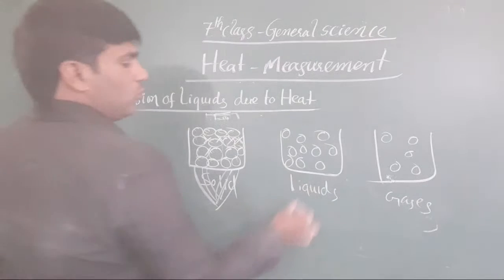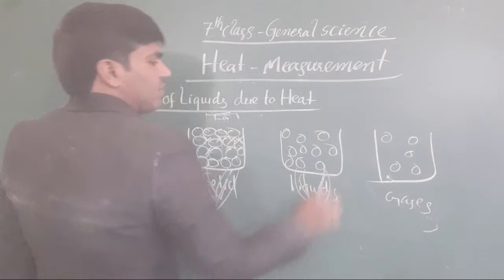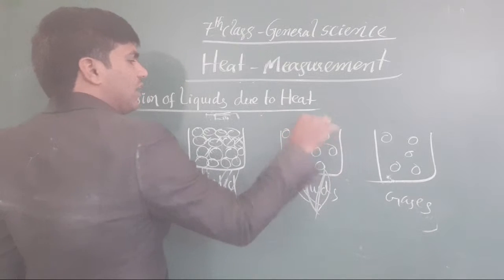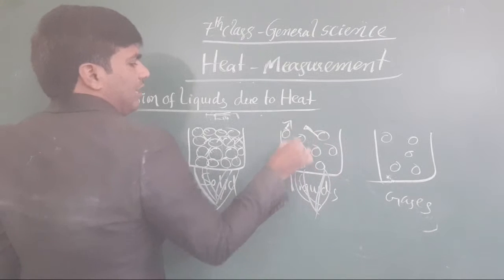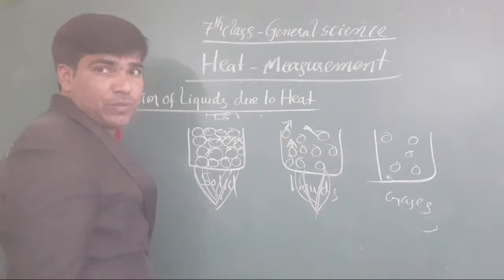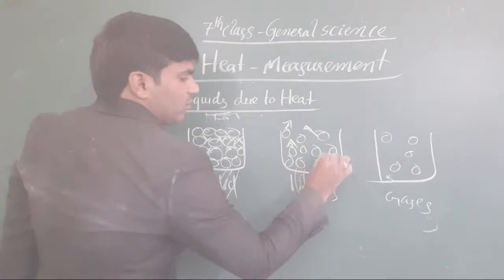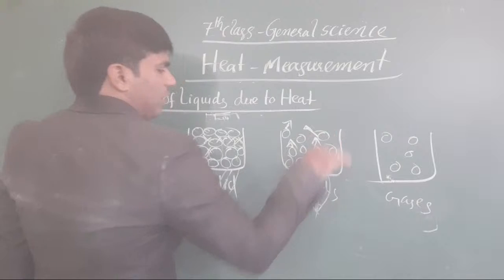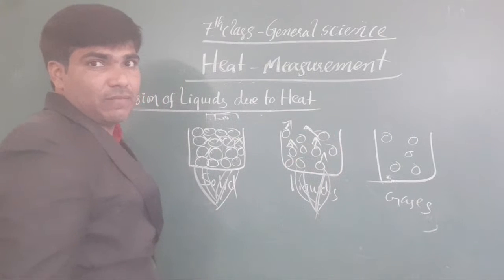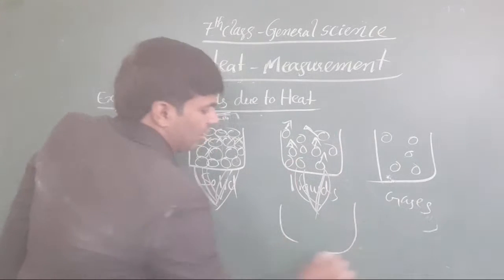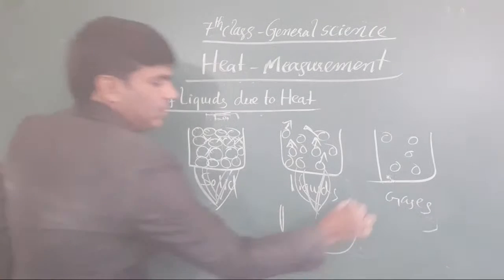In case we produce any temperature here, all these particles move from here to another place. Space is available, that's why they move from here to this place. They become more apart. When we provide a temperature, the particles may become like this.